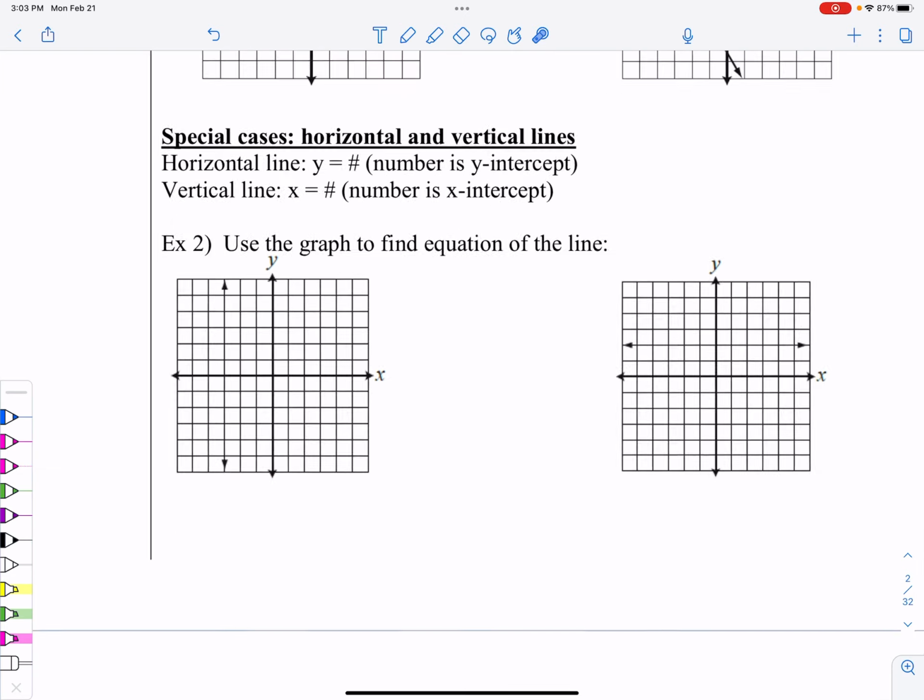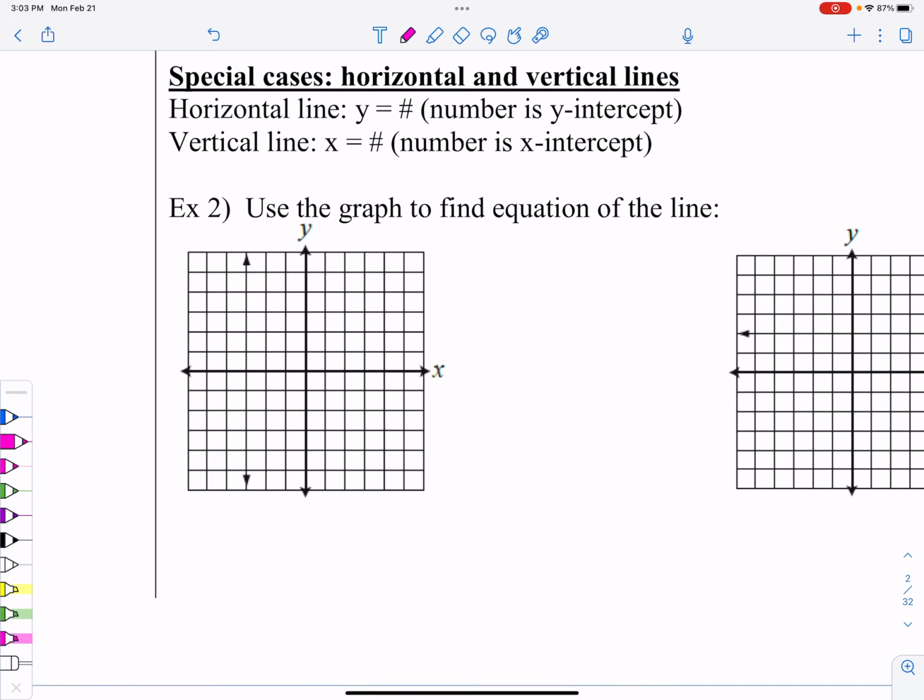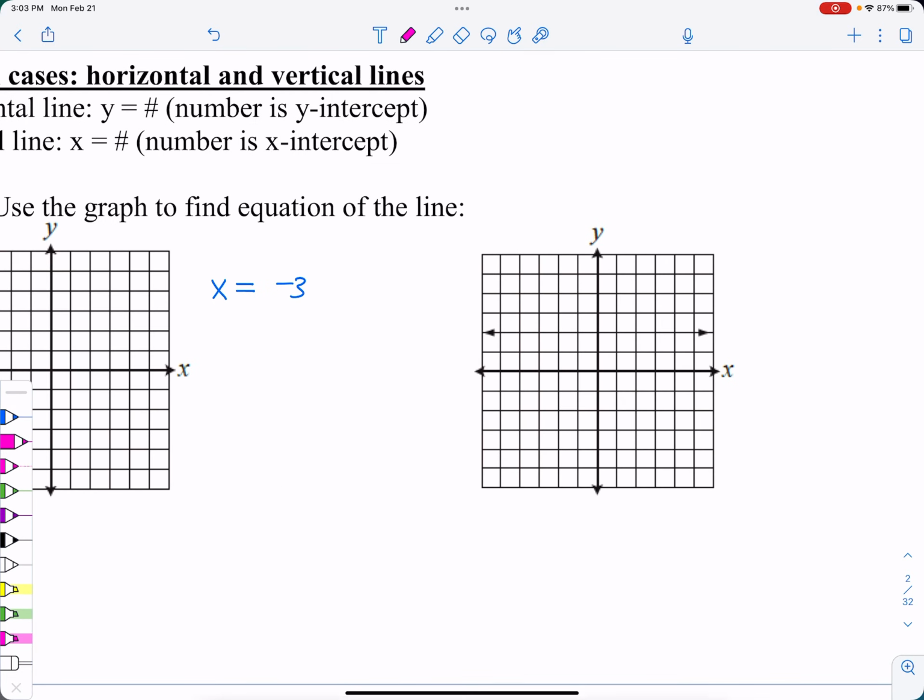So let's try that out. It's kind of hard to see this line here. I'll make it pink so it's easier to see. So here it says, use the graph to find the equation of the line. So here we have a vertical line. So you have to memorize that vertical line means x is equal to something. And that number is going to be the point that it crosses this. So here's my x-axis. It's going at negative 1, 2, 3. So x is equal to negative 3. On this one, I have a horizontal line.